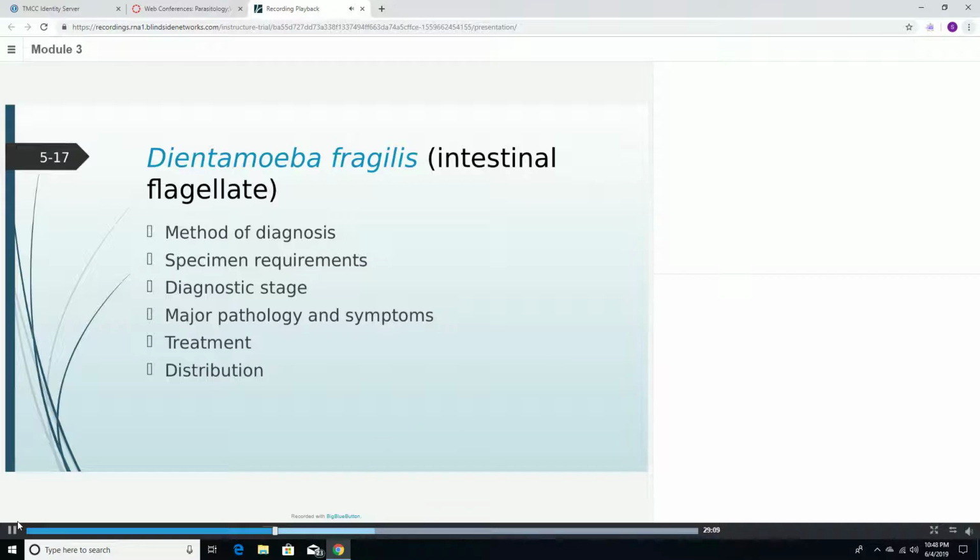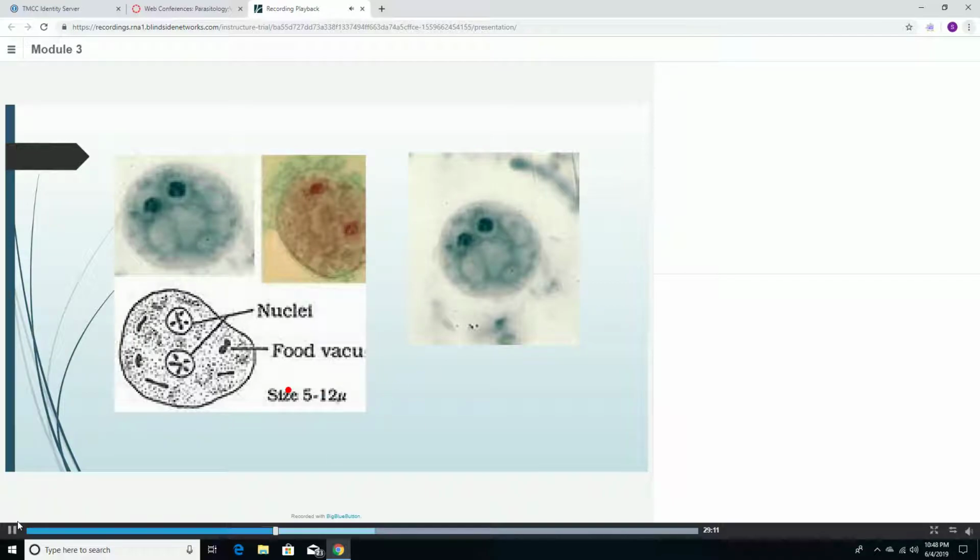So let's go to the next slide. I think I have a picture to help with this organism. Yeah, so Dientamoeba fragilis. Some people note that it was given that di part of its name because it's characteristic for this parasite to have two nuclei. You're going to see that we have a food vacuole present inside of the organism, and it's roughly 5 to 12 micrometers. So this organism is rather small. So it's going to take a keen eye to find this parasite or this infection in stool.